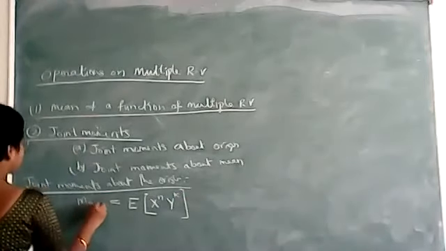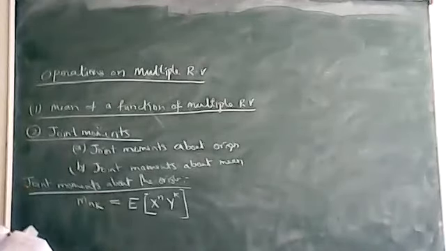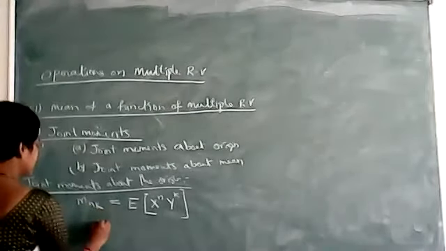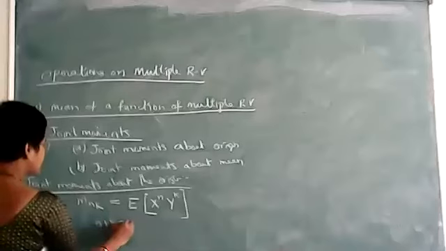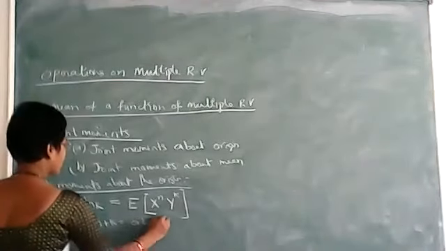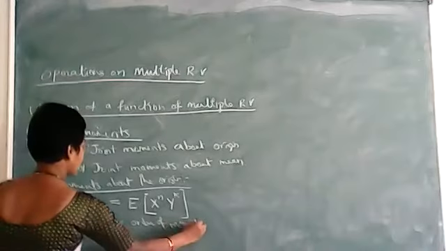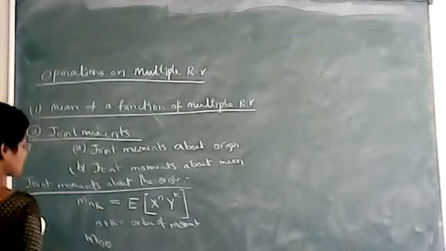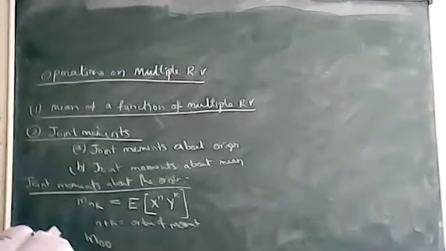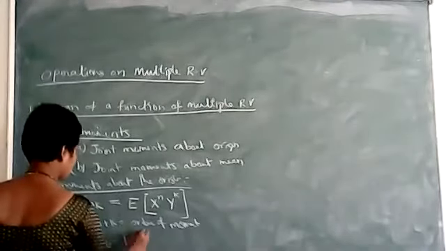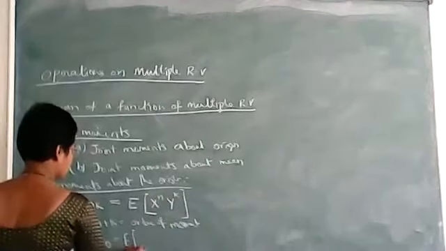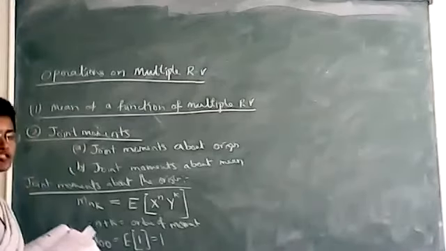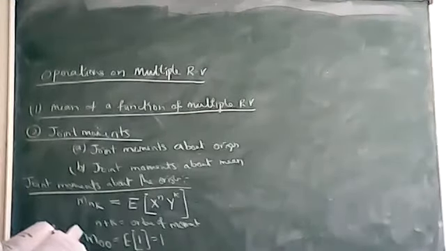How do we denote this? We denote it as m n k. So m n k is the expected value of x to the power n, y to the power k. Here n plus k is nothing but the order of the moment. For example, if n is 0 and k is 0, both are 0, what do we get? It is the expected value of x to the power 0, y to the power 0, so it is the expected value of 1, which will be equal to 1. So it means that the zeroth joint moment about the origin will always be 1.